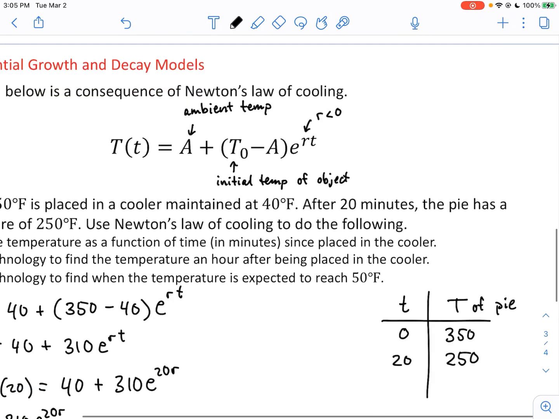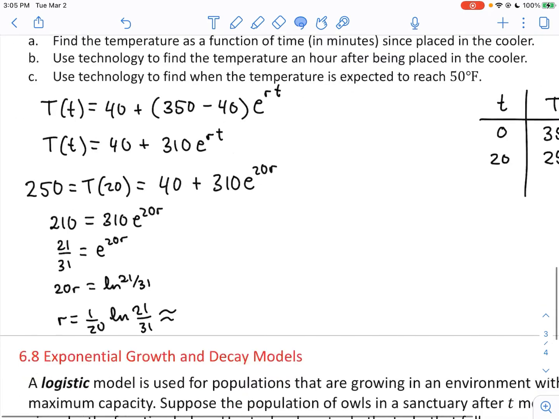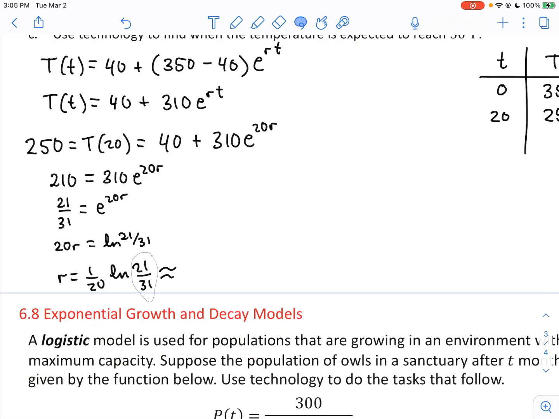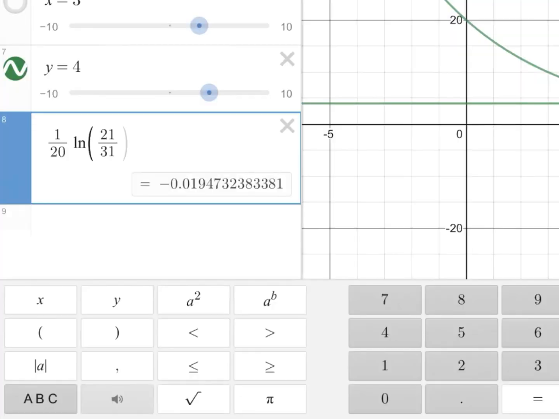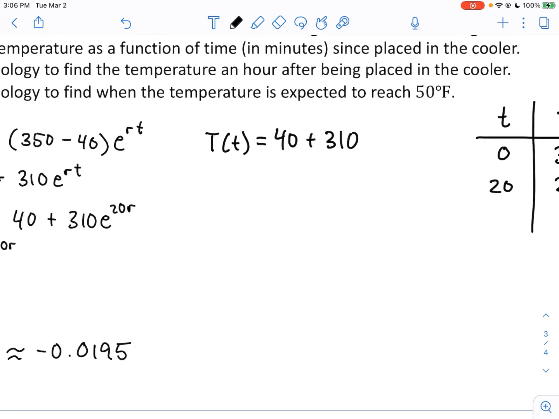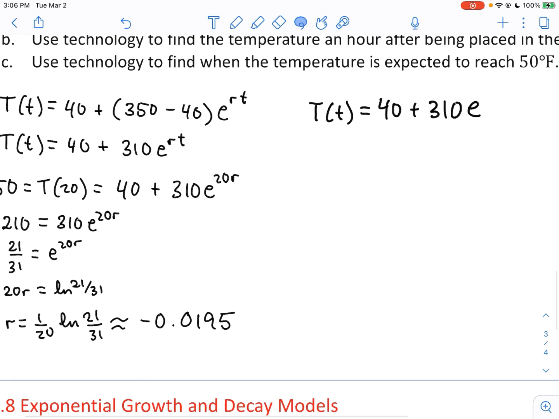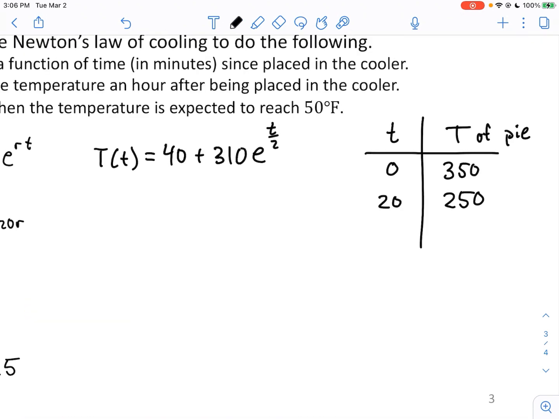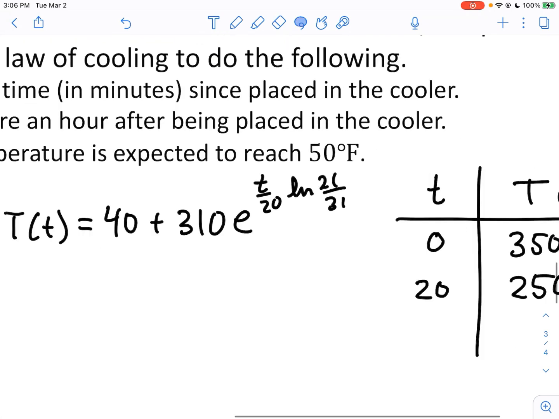I told you up here that for these models, R should always turn out to be negative. And in this case, 21/31 is less than 1, so the natural log of it is negative. So it's about negative 0.0195. So we have our temperature model is 40 plus 310 e to the R times T. So I'm going to multiply this R by T, which means the T goes here with the 1/20th. So that's going to be T 20ths natural log of 21/31. The same simplifying. We're going to take that T 20ths and bring it up as a power, and then cancel the natural log and the e.